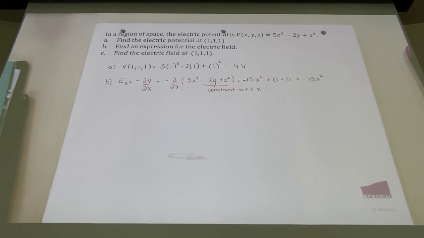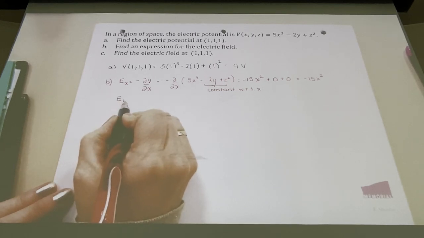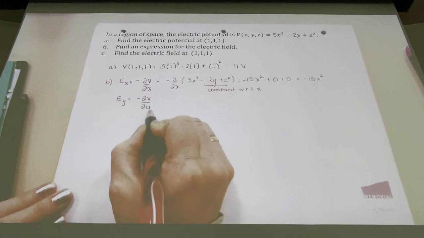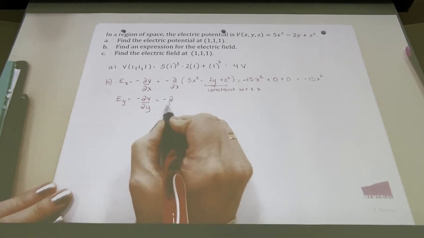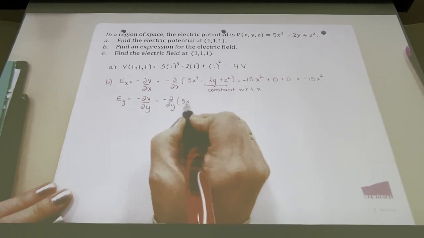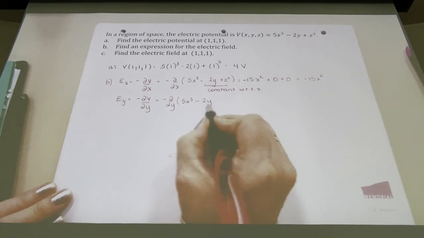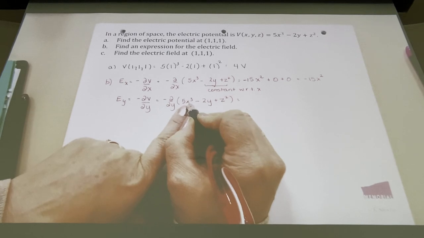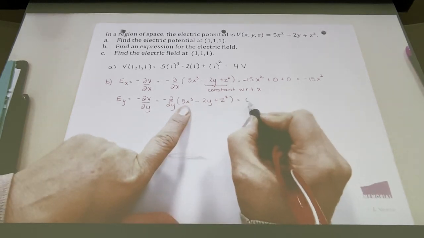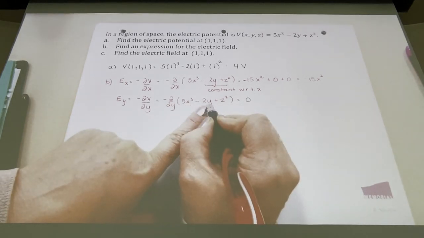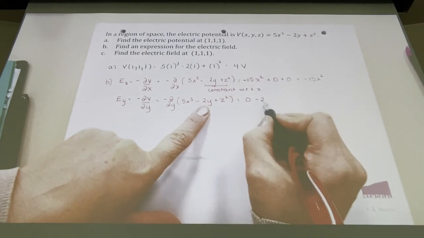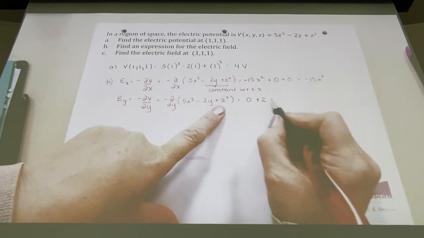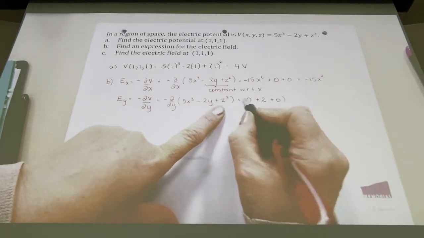Okay, let's do the y and the z. So the y component of the electric field is the negative of the change in potential with respect to y. This time the x is treated as constant, so the derivative of 5x cubed is 0. The derivative of negative 2y is negative 2. Don't forget to multiply by your negative sign to get plus 2. And the derivative of z squared is equal to 0.